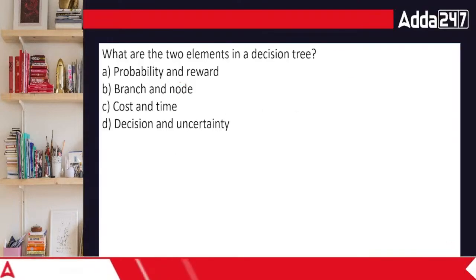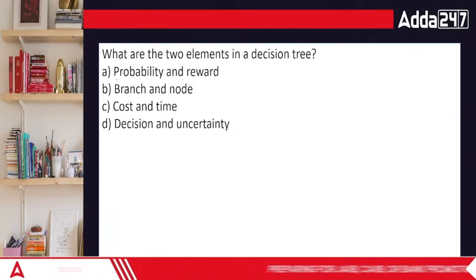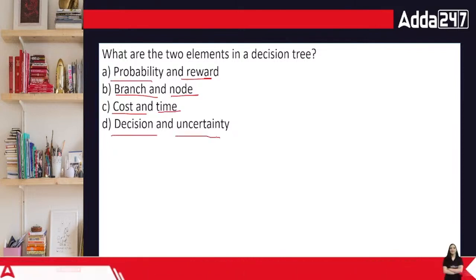Done. What are the two elements of a decision tree? We just talked about decision tree: probability and reward, branch and node, cost and time, decision and uncertainty.